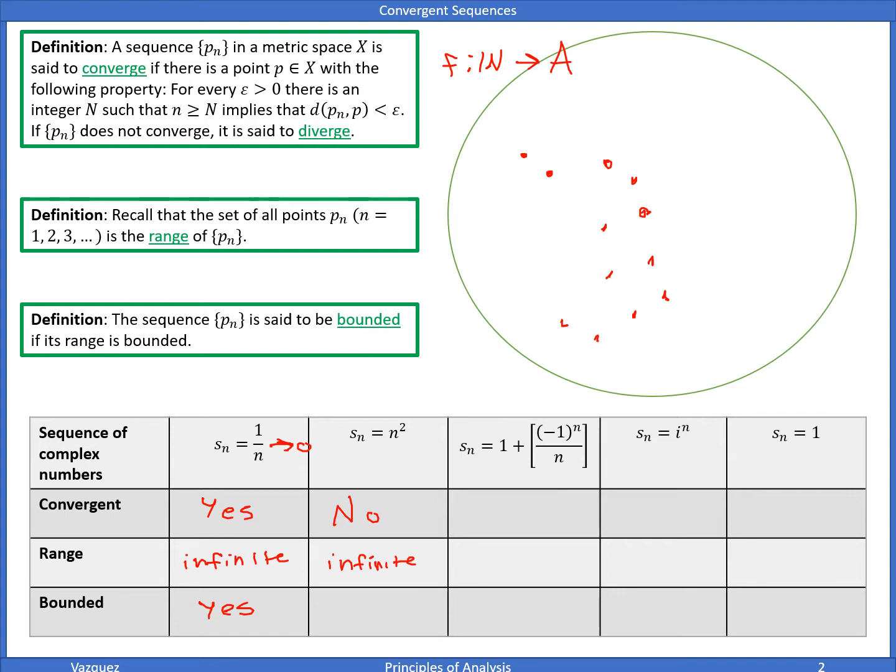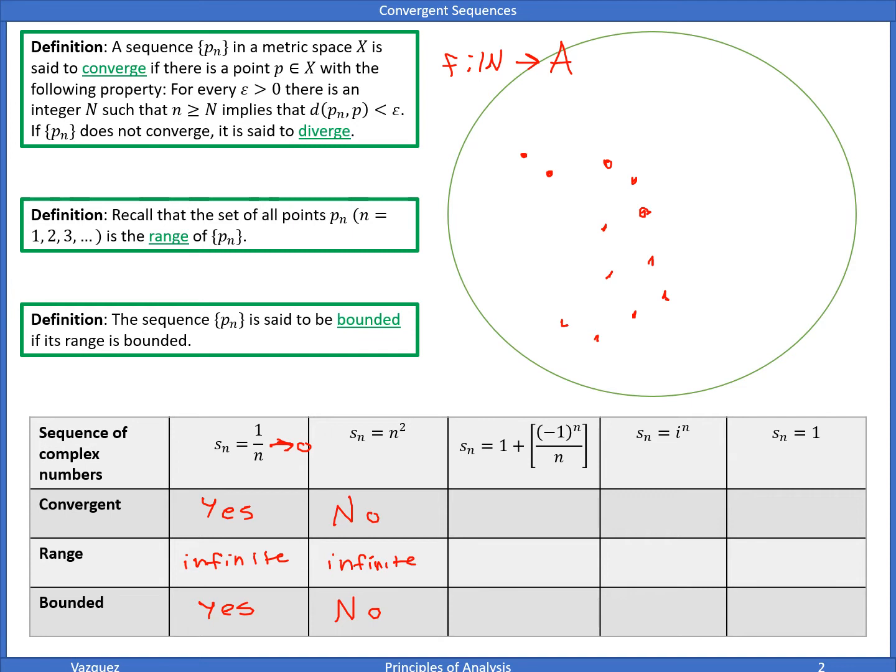Is it bounded though? This one is not bounded. And a good exercise would be to pause the video and try to fill in the rest. I'm just going to go ahead and fill them out now.